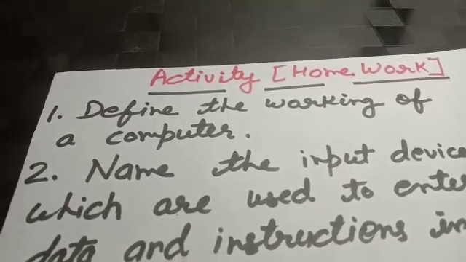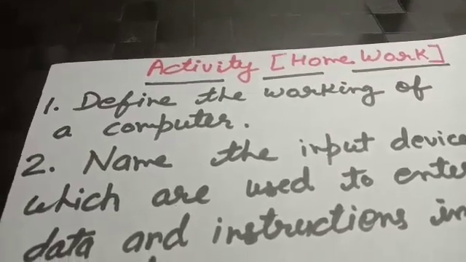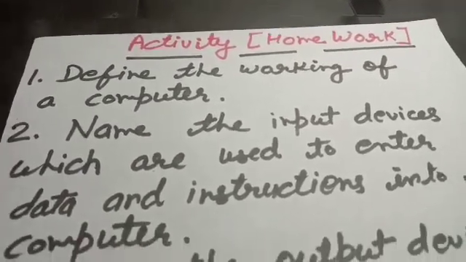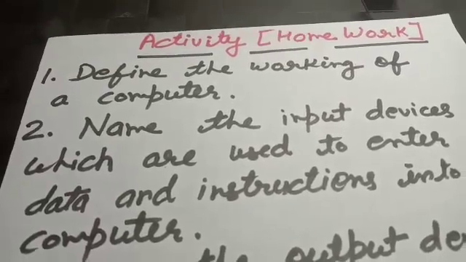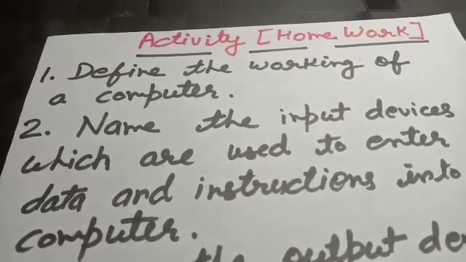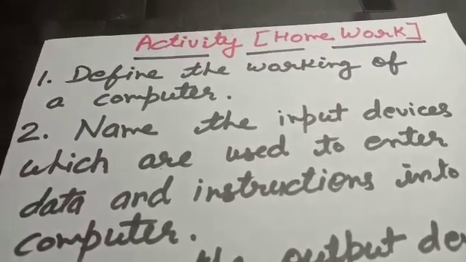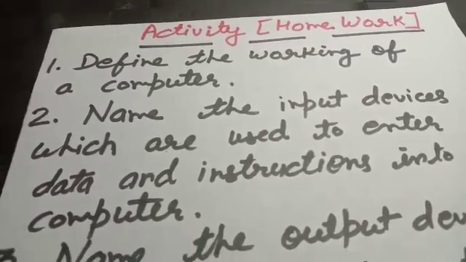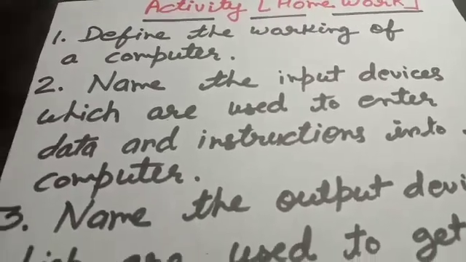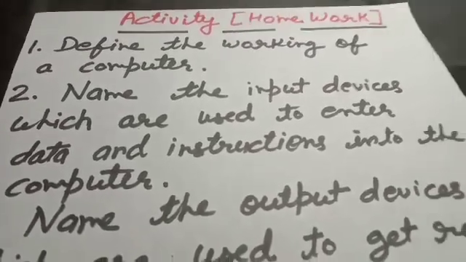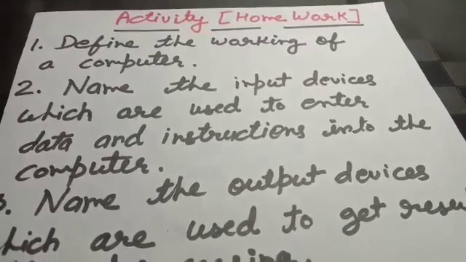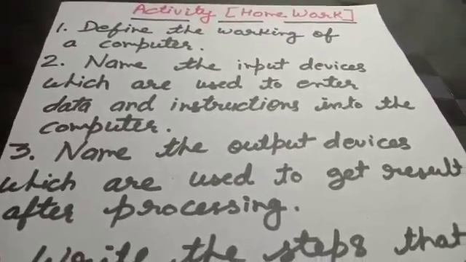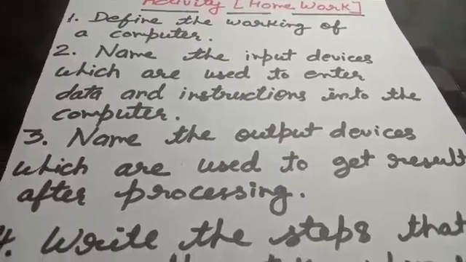Children, take out your pencil or paper and note down these activities. You have to solve this at your home. Question 1, define the working of a computer. This I already explained in this video. Listen to my video again and find out the answer. Next, name the input devices which are used to enter data and instructions into the computer. Third, name the output devices which are used to get results after processing.